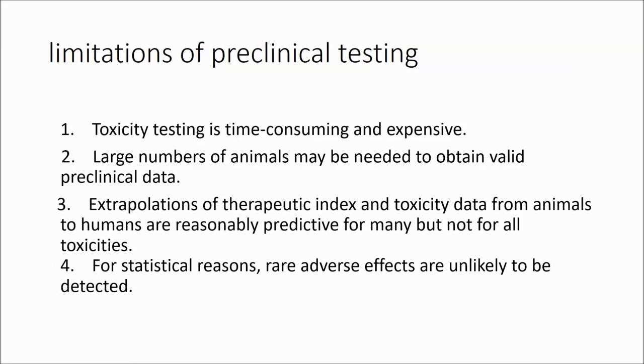Extrapolation of therapeutic index and toxicity data from animals to humans are reasonably predictive for many, but not for all toxicity. So we can't obtain sufficient data for all toxicity from extrapolation of animal studies. We still can find new findings in human studies, which is risky. Finally, for statistical reasons, rare adverse effects are unlikely to be detected because the number of animals used in animal studies is considered low in general to attain or to observe rare adverse effects.